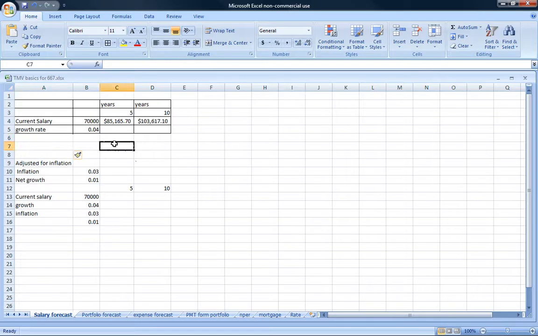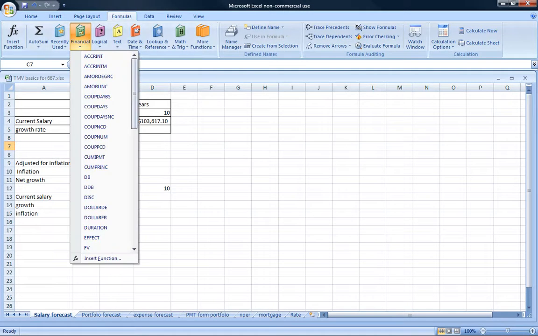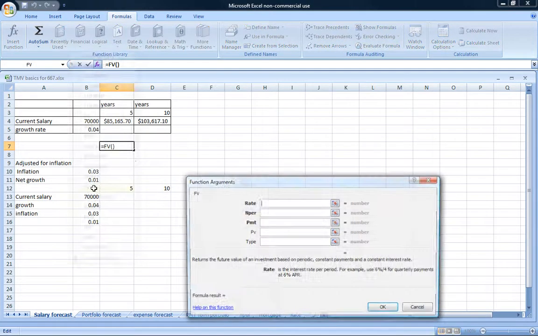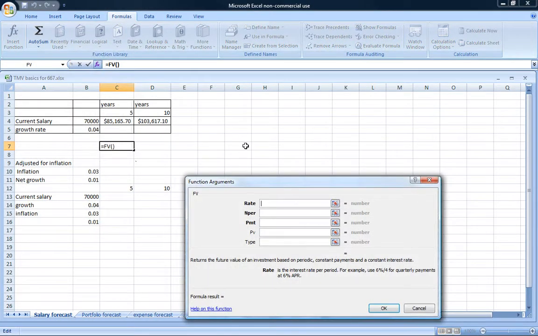Now, I'm going to calculate this number. What would it be at 5 years? So first thing you do is you go to the cell where you want the number to be calculated. You go up where the formula is. You go to the financials. Now we're going to find the future value. So you find FV, which is right here. So this table will open up. Here you have to put in information so Excel can calculate it for you.